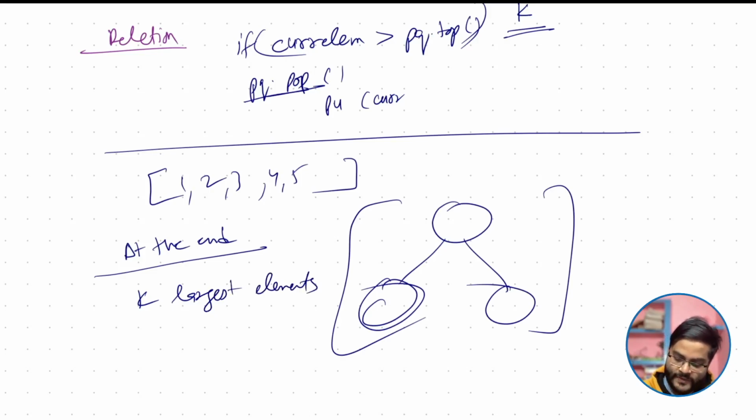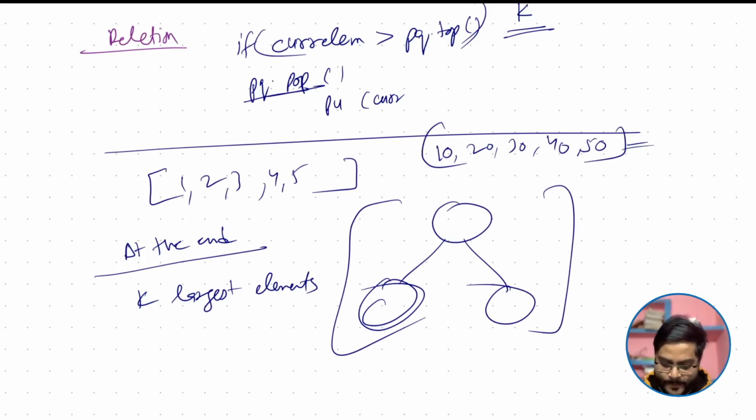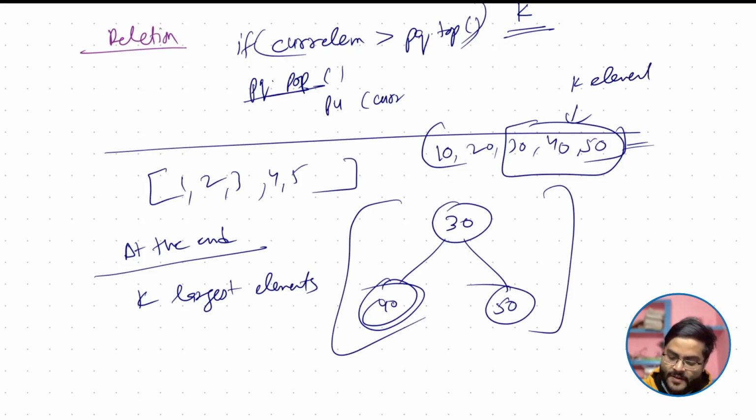So if we have, let's say, an array like 10 20 30 40 50 in any order, at the end it will store only 30 40 50 in min heap property. And out of these k elements, whichever is minimum will be our kth largest. So 30 will be our minimum out of these three.